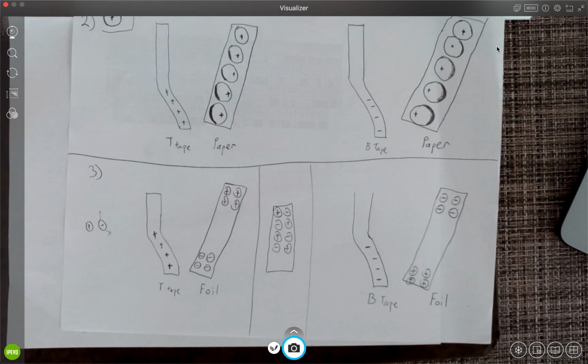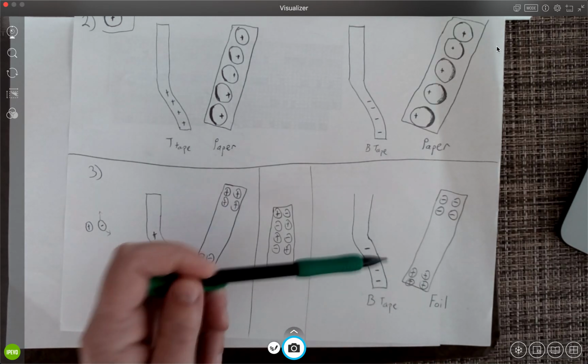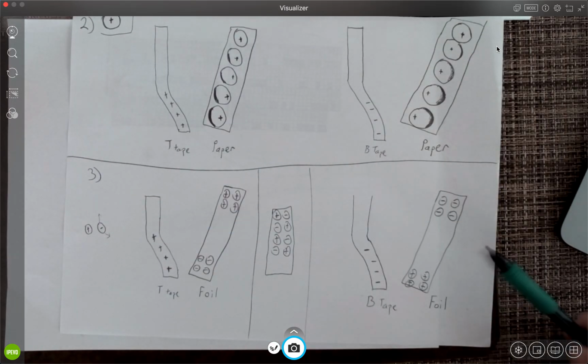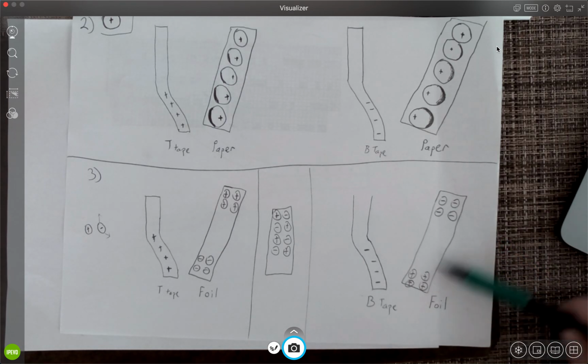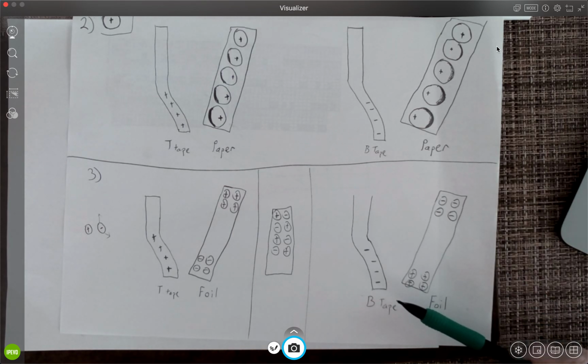Now with this bottom tape, I see a negative charge. That negative charge is going to repel the negative charges in the foil. Those negative charges in the foil are going to move up in this foil, and the charge carriers, which are the electrons in this foil, move from this region to this region, thereby polarizing the entire foil, because we brought a charge near it.